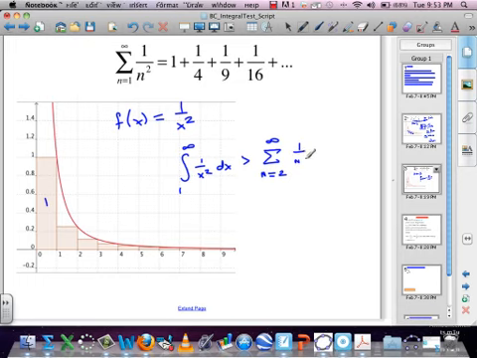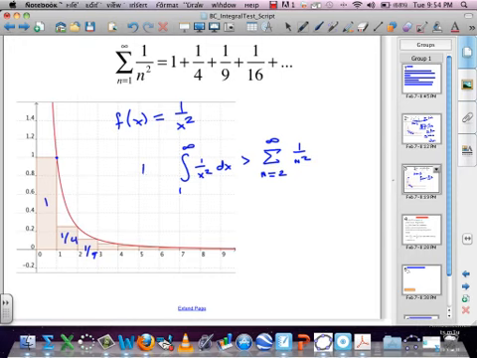So I would have the 1/4, right? This is the 1/4 right here. I'd have the 1/9, that's right here, etc. And I would say that the integral starting at 1 and going to infinity is greater than that series. And I hope that that's clear, because the series is represented by the areas of these rectangles. Now you're saying, well, what about the 1?